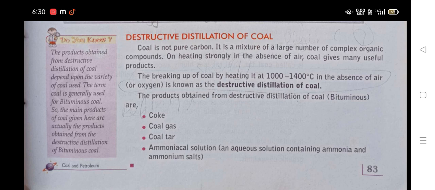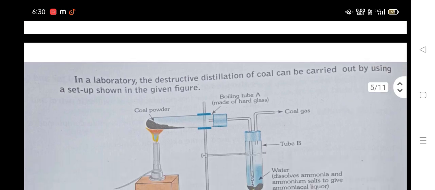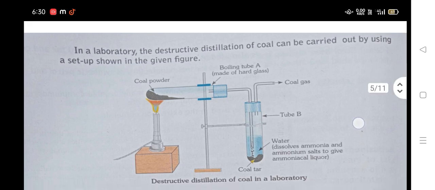The products obtained from destructive distillation of coal are coke, coal gas, coal tar, and ammoniacal solution, that is, an aqueous solution containing ammonia and ammonium salt. In a laboratory, the destructive distillation of coal can be carried out by using a setup shown in the given figure.